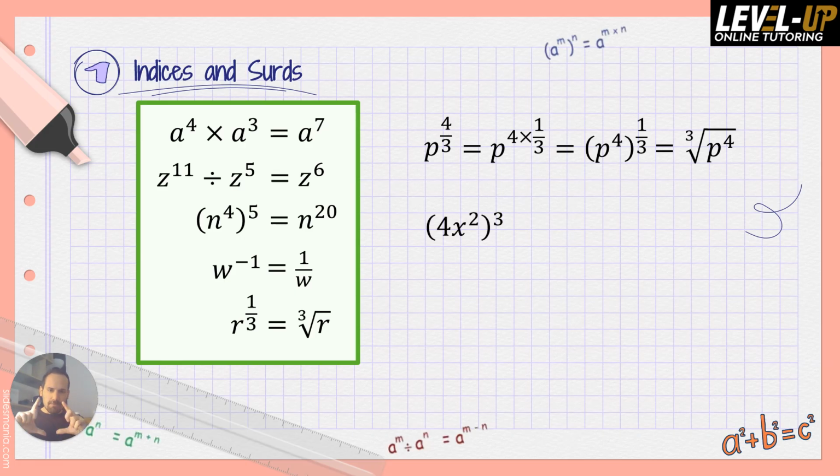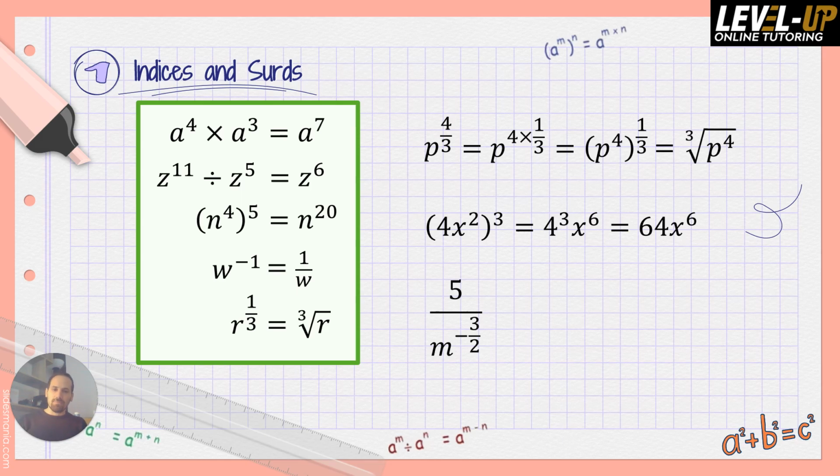We can have something like this. We've got a little bracket there, so we're doing 4x squared cubed. So x squared cubed, we know the powers multiply to get x to the 6. But the important thing there is because of the brackets, the 4 is also getting cubed. So we need to be aware of that. The 4 is getting cubed as well. And so it becomes 64x to the power 6.